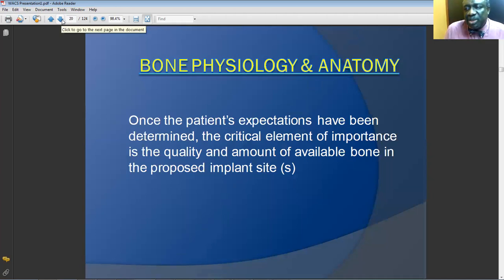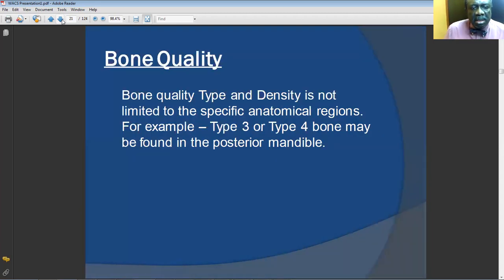So it is my duty to introduce you, my distinguished postgraduate students, to the bone physiology and anatomy. And I will say to you that once the patient expectations have been determined, the critical element of importance is the quality and the amount of available bone in the proposed implant site. And we're talking of quality.